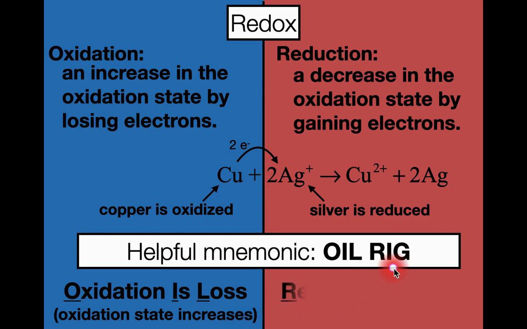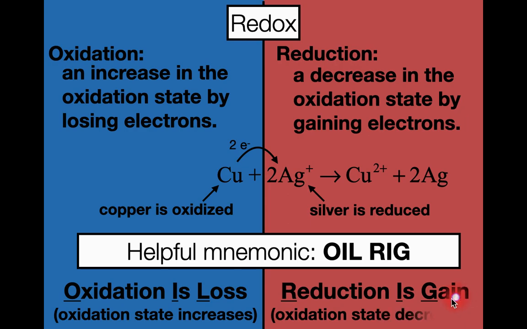And then RIG is reduction is gain. Gain of what? Gain of electrons. In this case, the oxidation state decreases. So the copper, OIL, oxidation is loss, underwent oxidation. It lost electrons. Its oxidation state increased. The silver gained electrons. Its oxidation state decreased.